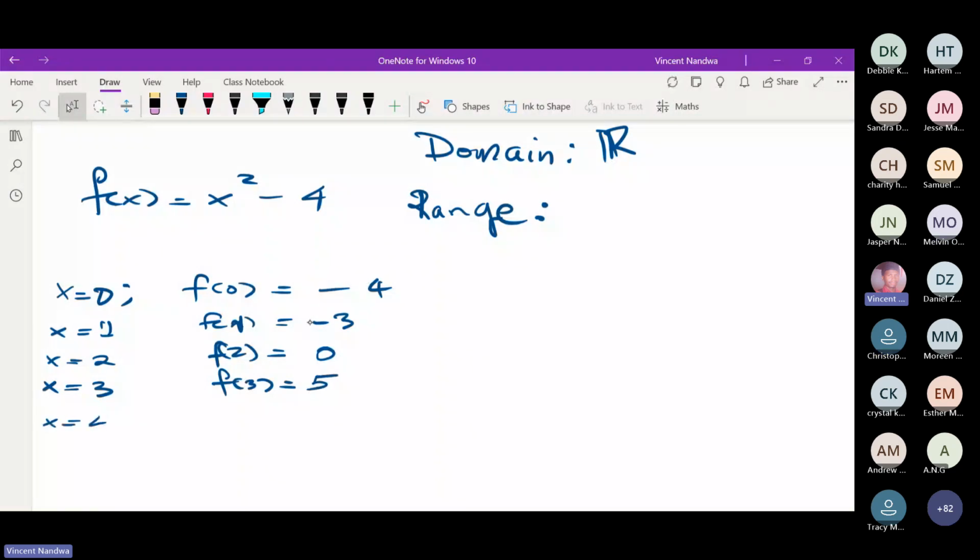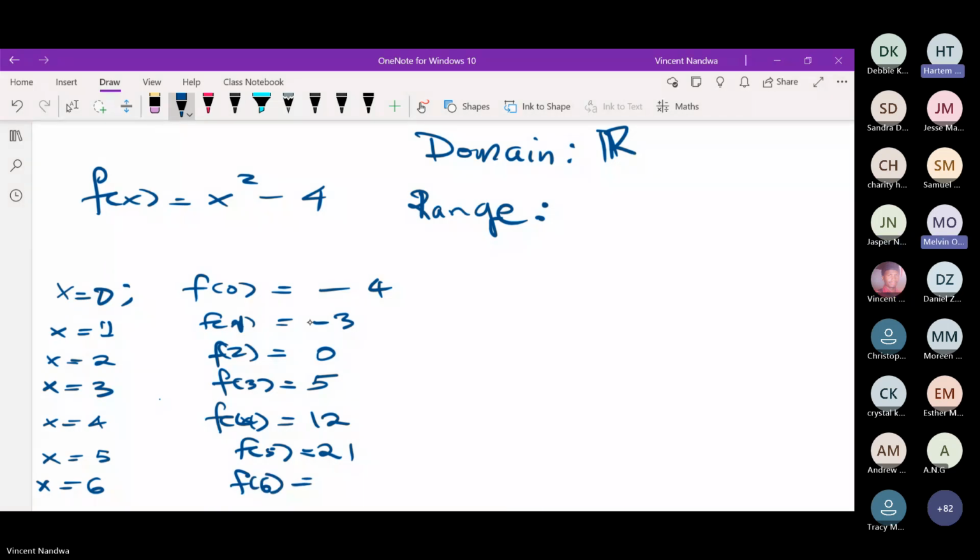When x is 4, what is f of 4? 12. When x is 5, what is f of 5? 21. Can you predict what is happening? So when x is 6, even before we get the answer, what do you expect? Is it a number less than or more than 21? More than 21. So the values are actually increasing, okay?